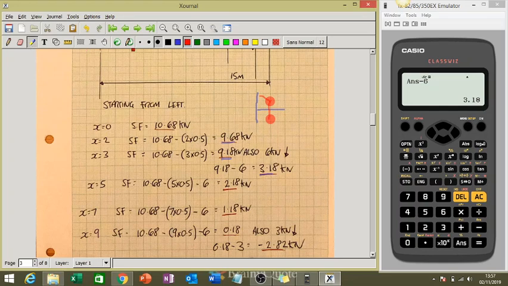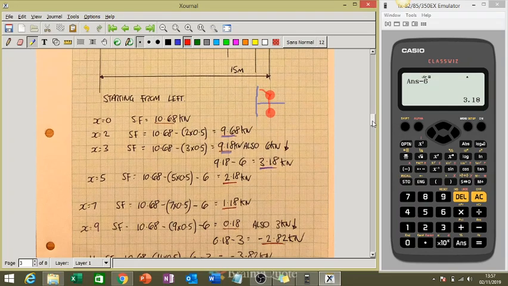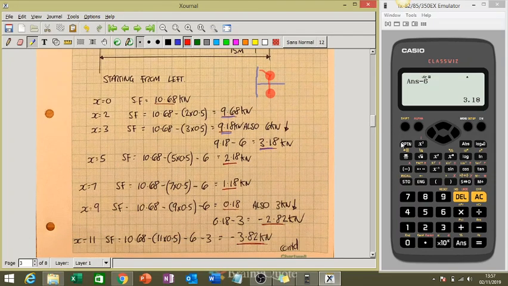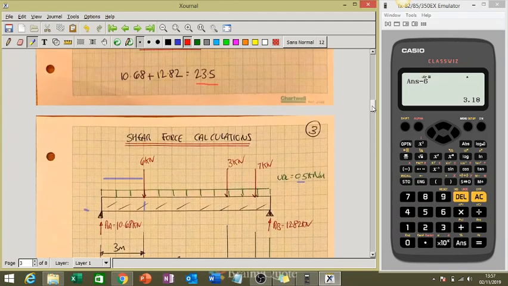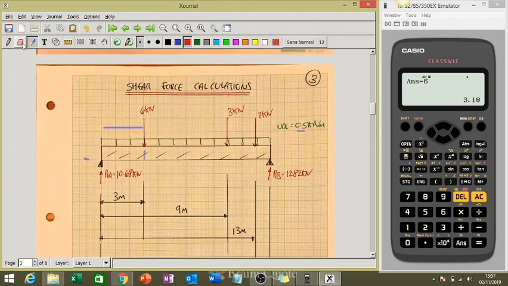So carry on down. I've gone to x equals 5. So at x equals 5, which is about here somewhere, there, I've got this coming up, I've got the 6 coming down, and I've got 5 meters worth of my UDL.